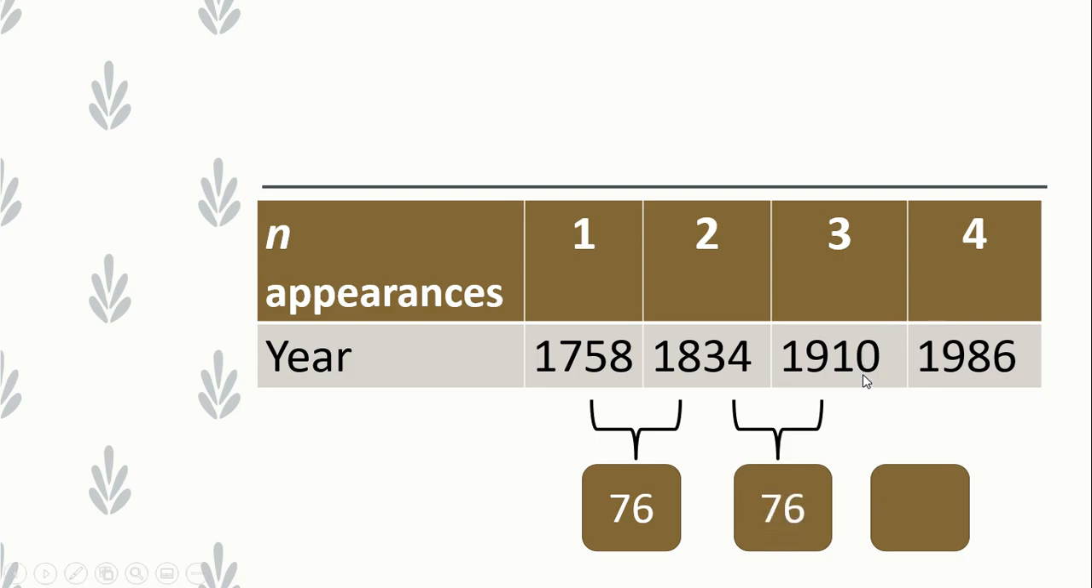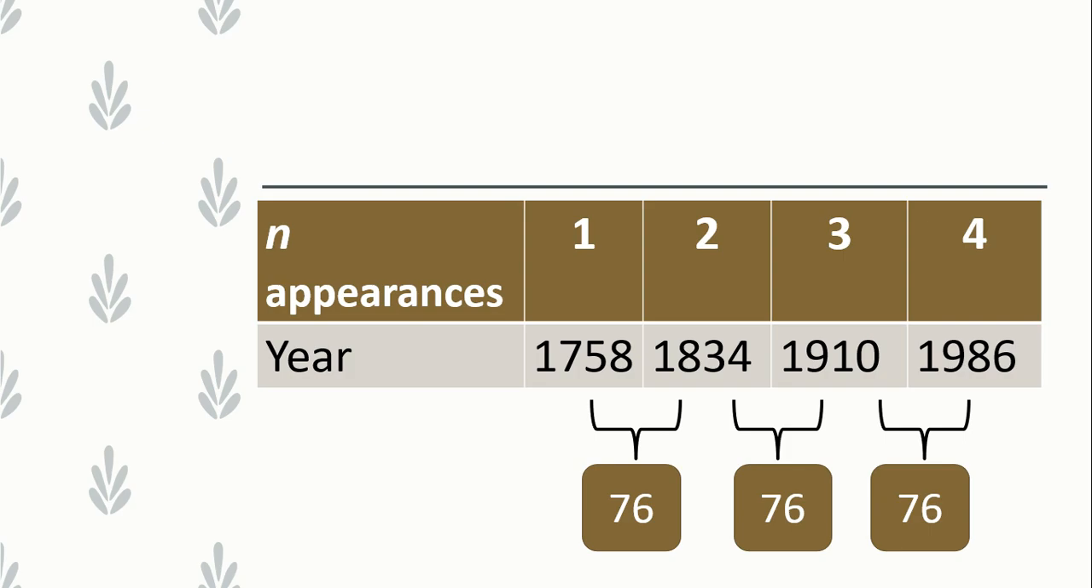And lastly, the last pair of consecutive terms are 1910, which is the third term, and 1986, which is the fourth term. So again, we need to solve for their difference. The fourth term is 1986. What is the value of its previous term? That is 1910. Solving their difference, 1986 subtracted by 1910, the answer is 76.